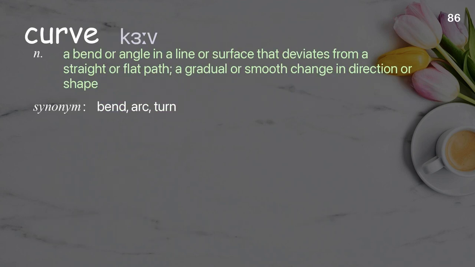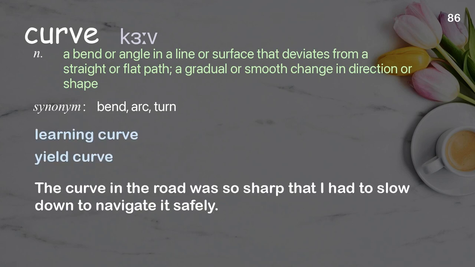Curve: a bend or angle in a line or surface that deviates from a straight or flat path, a gradual or smooth change in direction or shape. Examples: learning curve, yield curve. The curve in the road was so sharp that I had to slow down to navigate it safely.